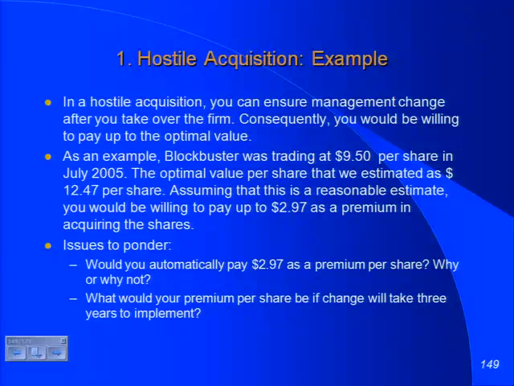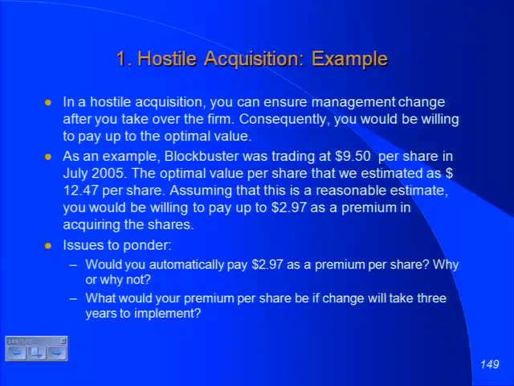So in the case of Blockbuster, its stock was trading at about $9.50 in July of 2005. If you were going to do a hostile acquisition, you would be willing to pay up to $12.50 for the share, because that's what you think the stock is worth. So if you're doing a hostile acquisition, that optimal value becomes your ceiling on how much you're willing to pay for the company. Of course, you have synergy and other factors you can add on top of that, but that's how it plays out in a hostile acquisition.